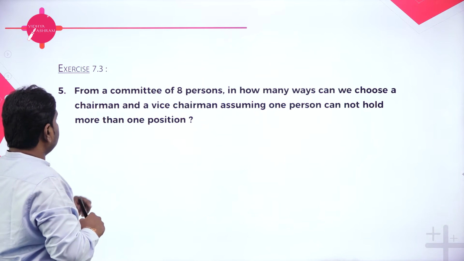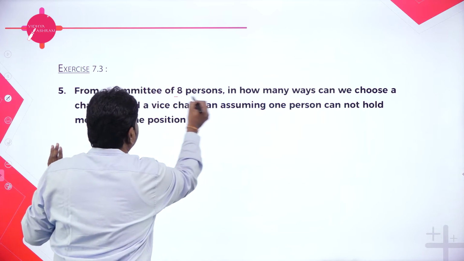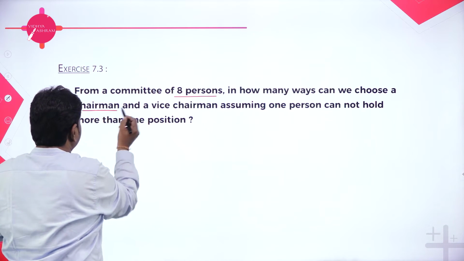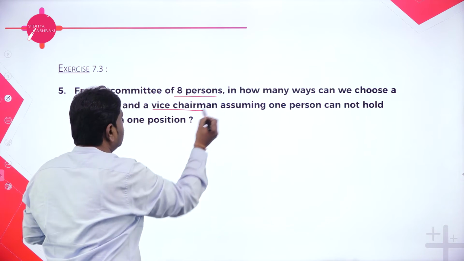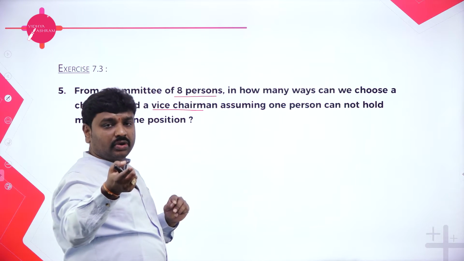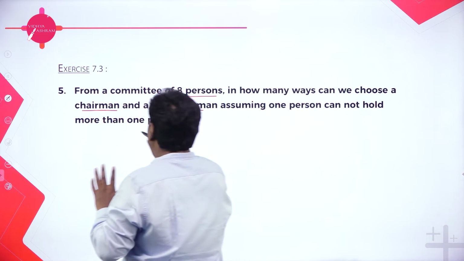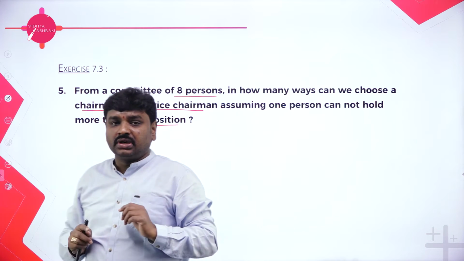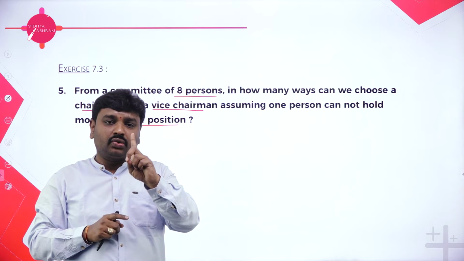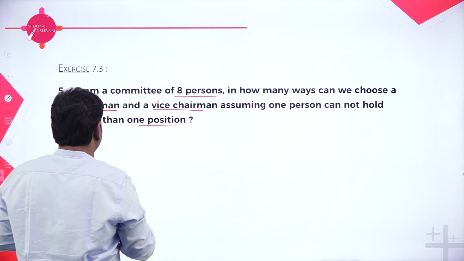Next. From a committee of 8 persons, in how many ways can we choose a chairman and a vice chairman? 8 people are there, you have to choose 1 person as chairman and 1 person as vice chairman, assuming 1 person cannot hold more than 1 position. Means, if 1 person is chairman, he cannot become vice chairman. That is the rule. So this is a concept of combination.